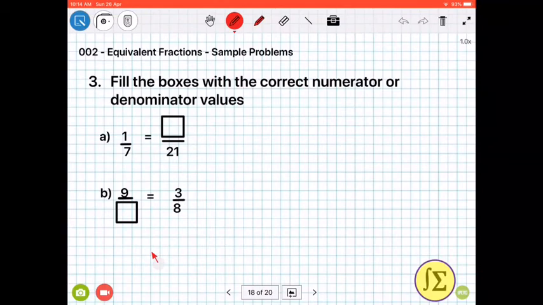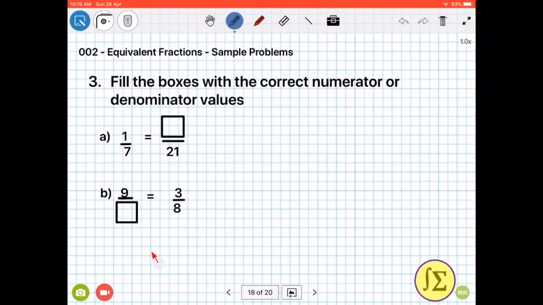Okay, problem number 3. Fill the boxes with the correct numerator or denominator values. So we don't have to draw shapes to get the answer, right? We use what we have learned just now.